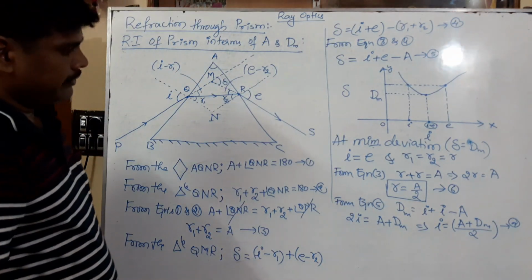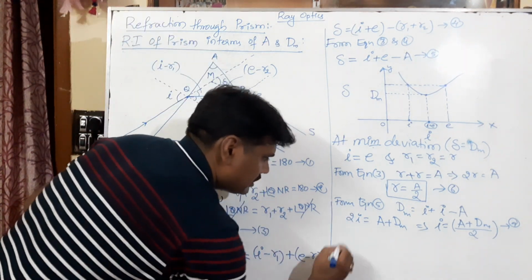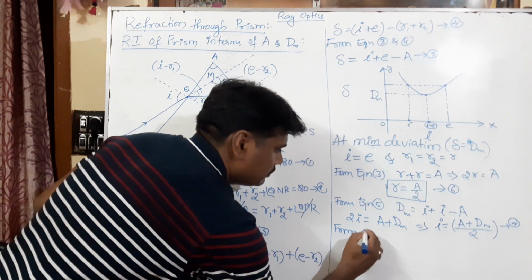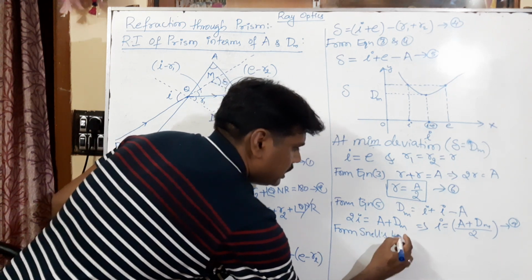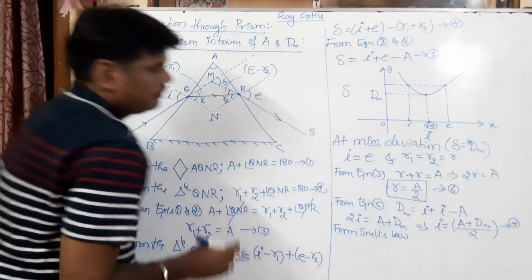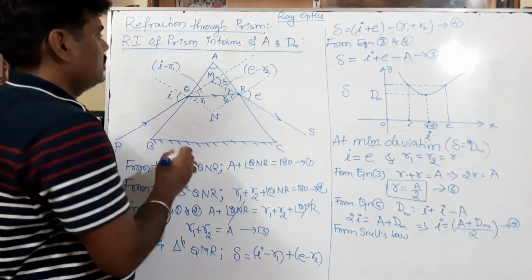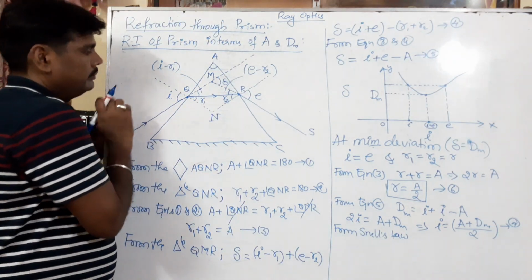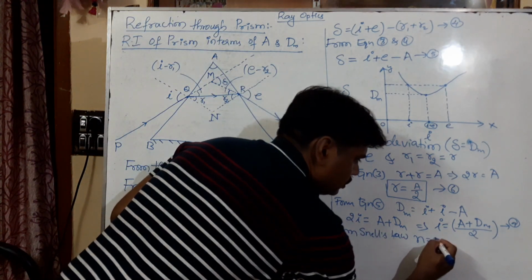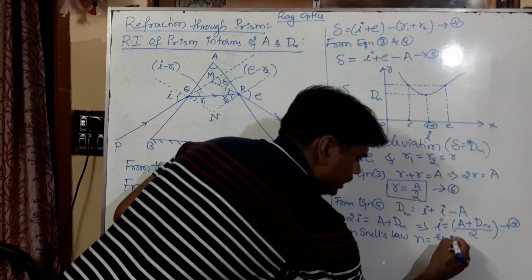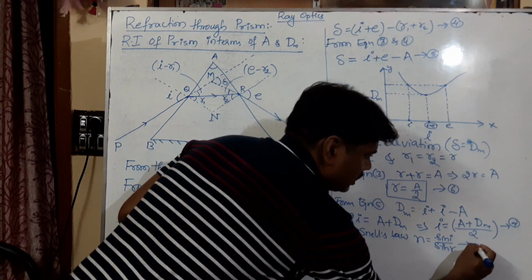Now the last step of the derivation. So now I am applying Snell's law. Everybody knows what Snell's law is. It's a very important concept. Snell's law is applied only for oblique incidence. Here, by Snell's law, refractive index n is equal to sin I divided by sin R. So it is equation number 8.